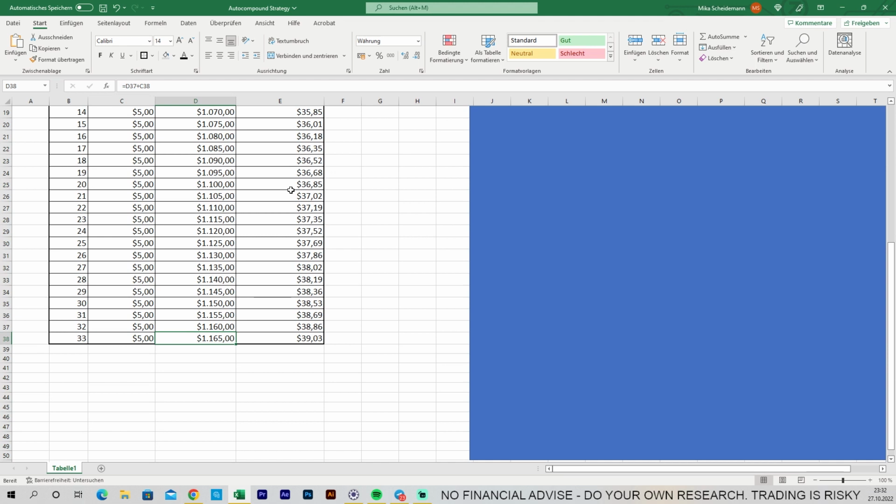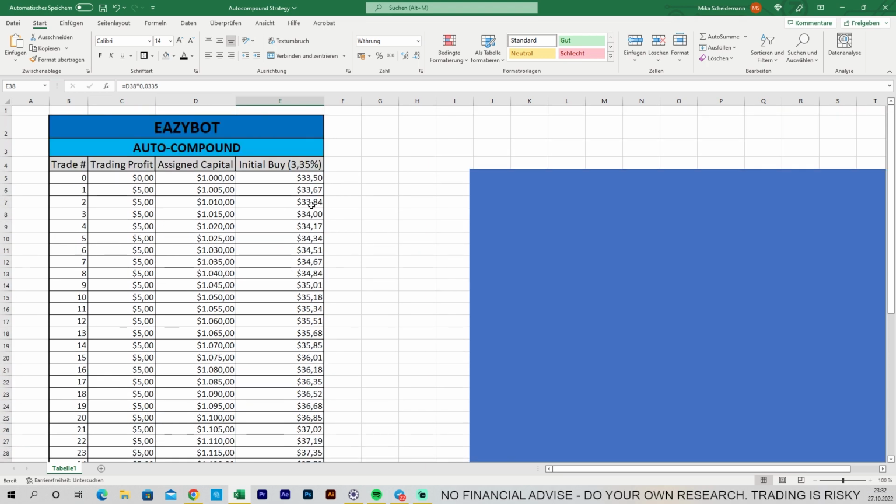And then you see a real jump. Now we have $39.03 as our initial buy. That's a major change. That's almost $6 more than here. That's a good chunk of change, guys.